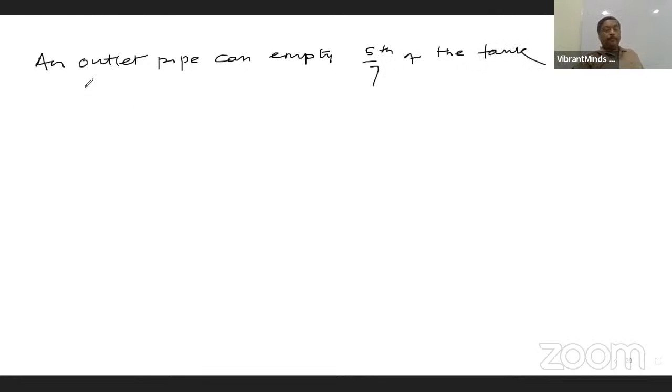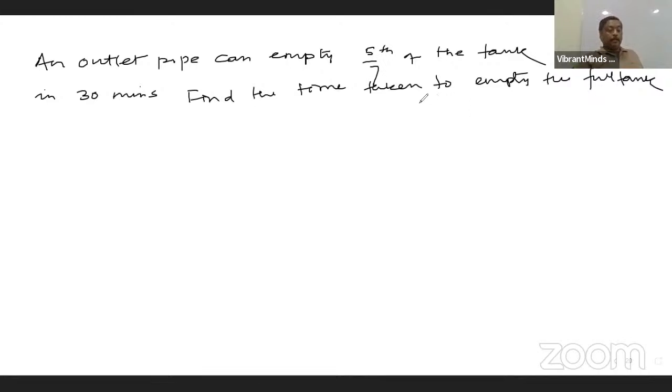Let's say, and it says an outlet pipe can empty 5/7 of the tank in 30 minutes. Find the time taken to empty the full tank. Clear? So understand.